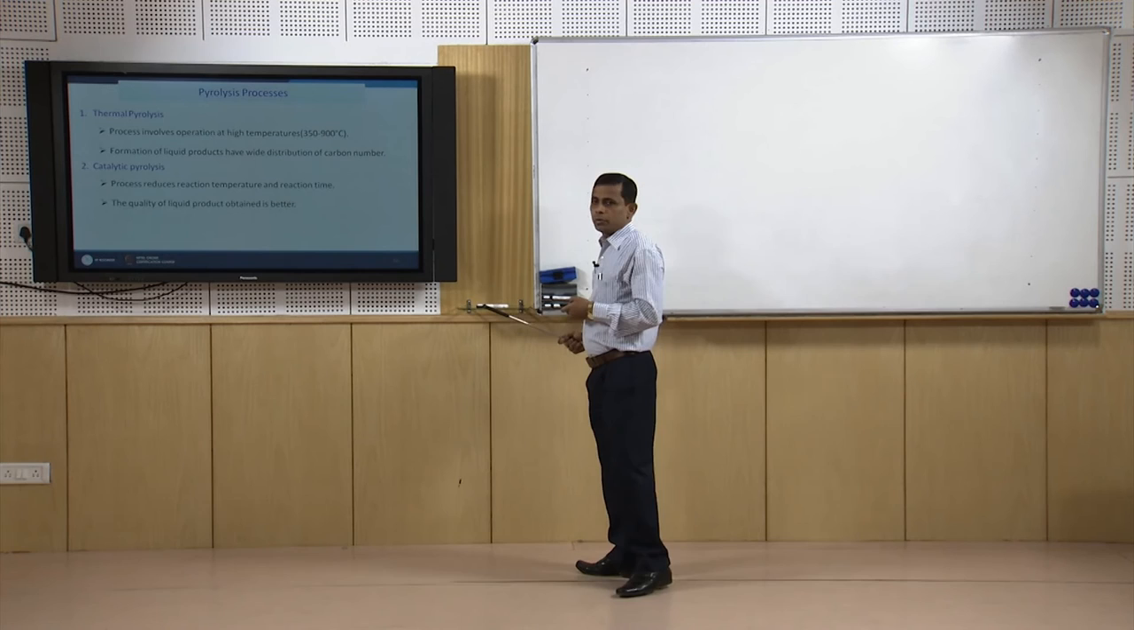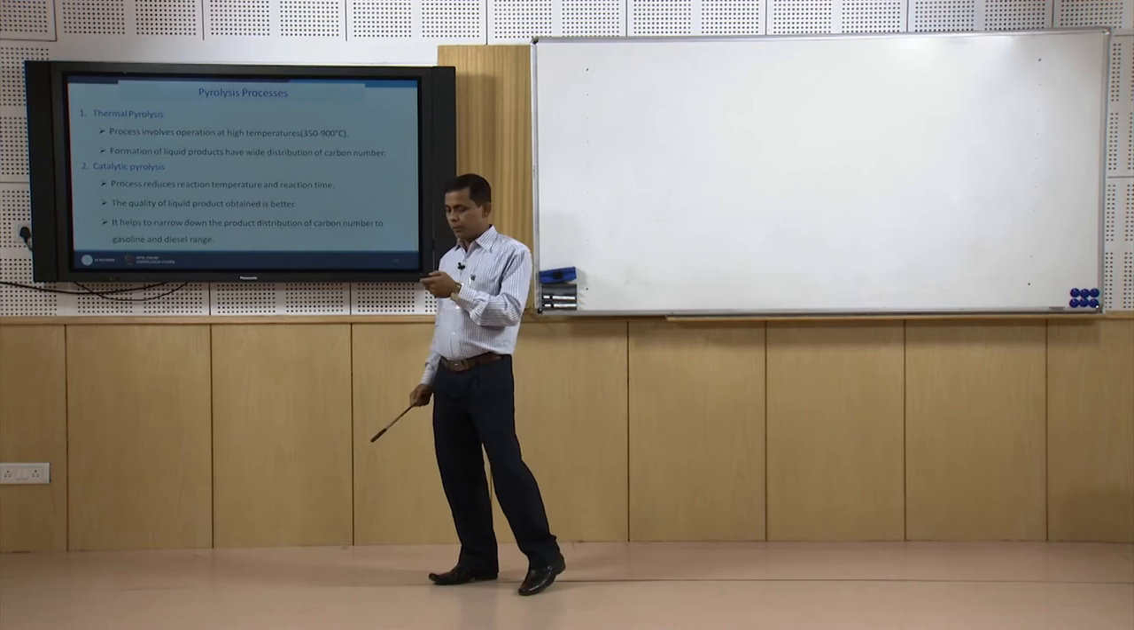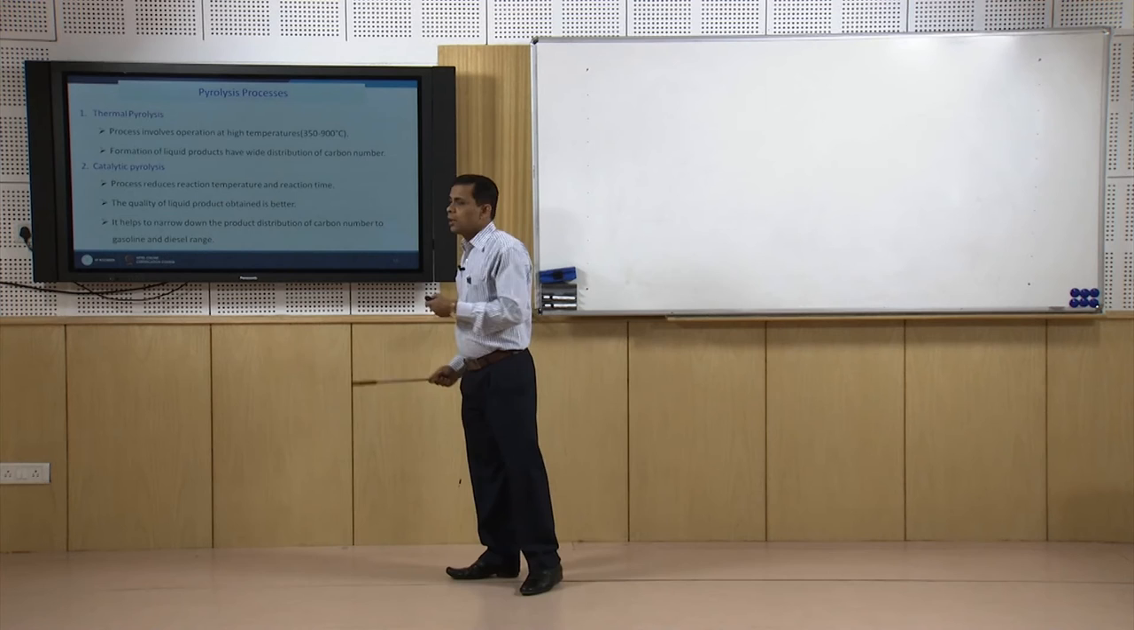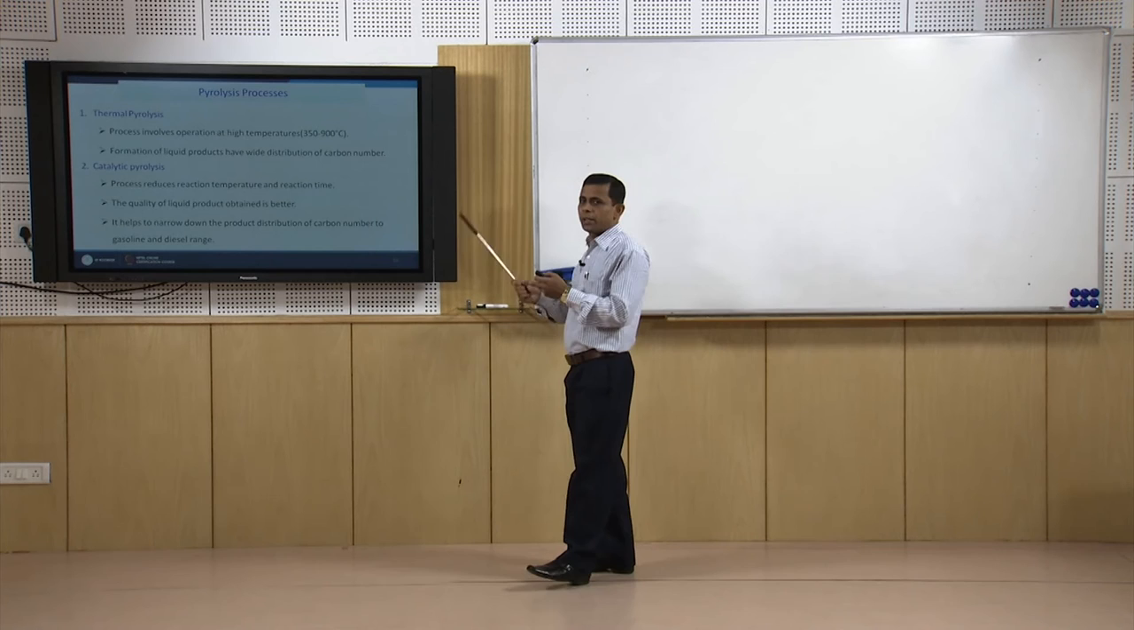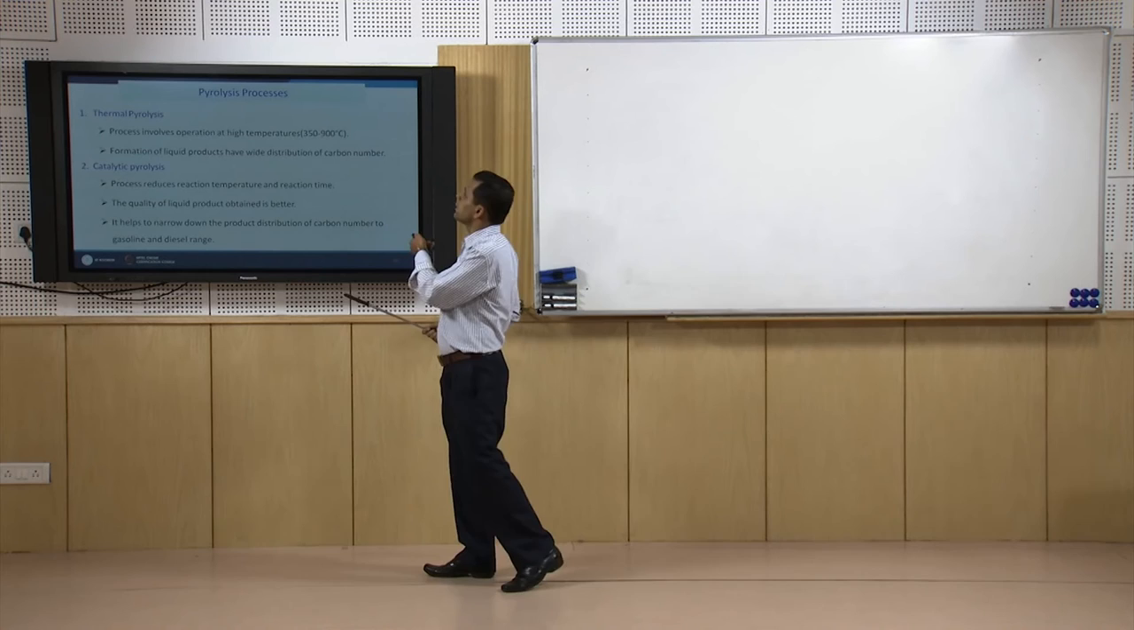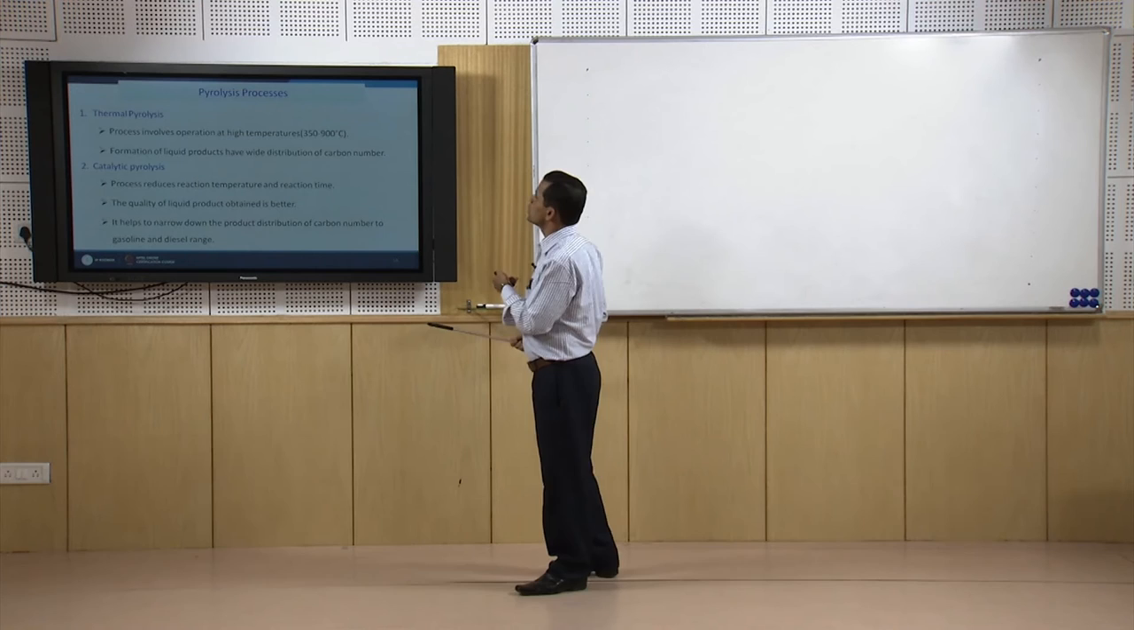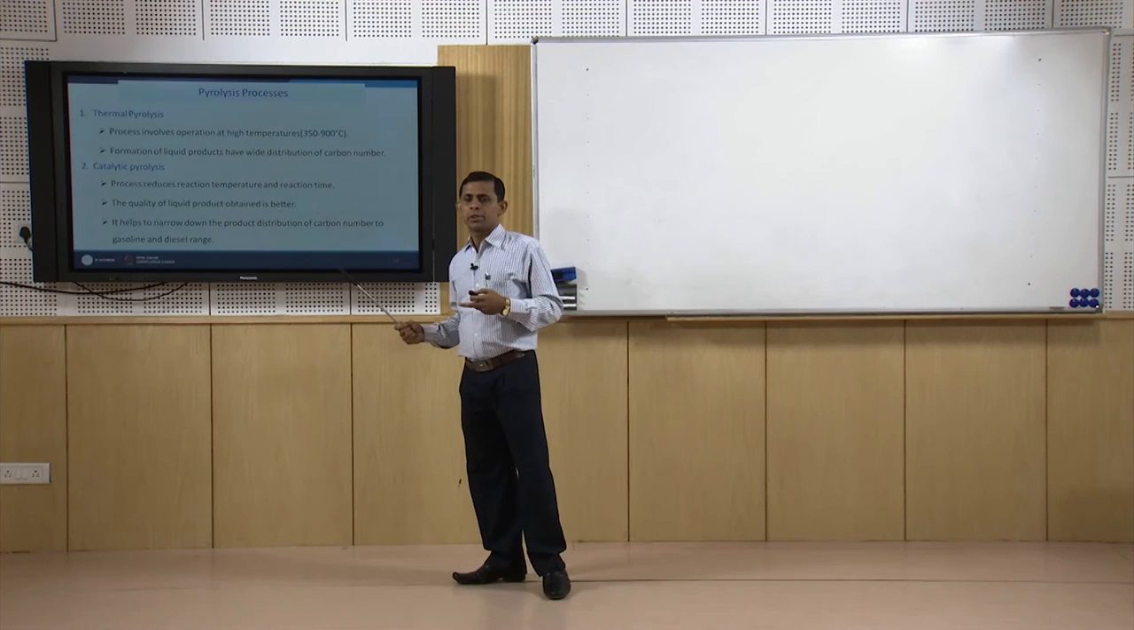So the pyrolysis process is basically of two types: one is thermal pyrolysis and another is catalytic pyrolysis. Thermal pyrolysis means heat will be used for the initiation, then propagation and other reactions, only heat. The process involves operation at high temperature, and the liquid products formed have a wide distribution of carbon number. Just as we have discussed in the mechanistic path, different numbers of molecules with different molecular weights can be generated.